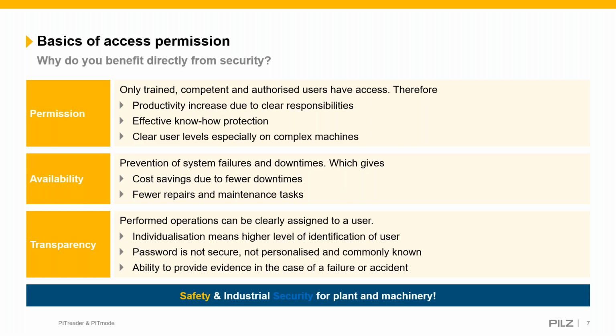So, if it was a trapped key system, for instance, or just any downtime on a machine, not anybody can just stop the machine. Only trained, authorised, and competent personnel can actually stop the machine when it's required. And then transparency. Performed operations can be clearly assigned to a user. Individualization means higher levels of identification of users. Passwords are not secure. We'll run through that later on. They're not personalized, and they're commonly known. And there's the ability to provide evidence in the case of a failure or an accident.